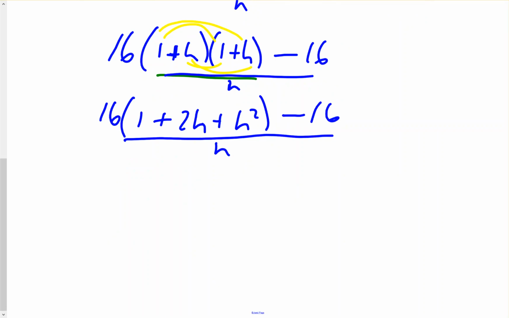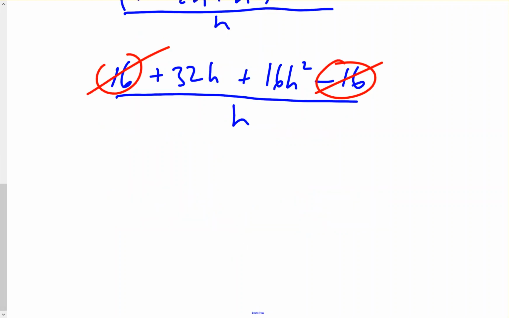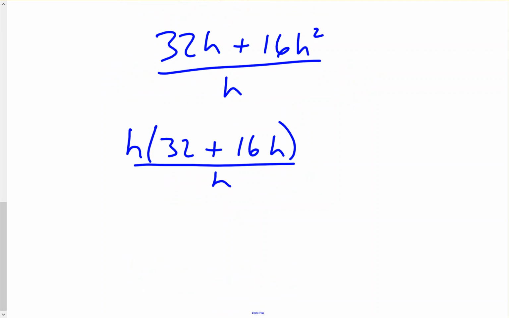Okay, so if we distribute the 16, we end up with 16 plus 32h plus 16h squared minus 16, over h. Now one thing you guys will notice, the 16 and the minus 16 will cancel. Opposites, they cancel. So we're left with 32h plus 16h squared over h. Let's factor out an h from the top. If we pull out an h, we have 32 plus 16h. And now we can cancel the h that we pulled out with the h from the bottom. So we're left with 32 plus 16h.